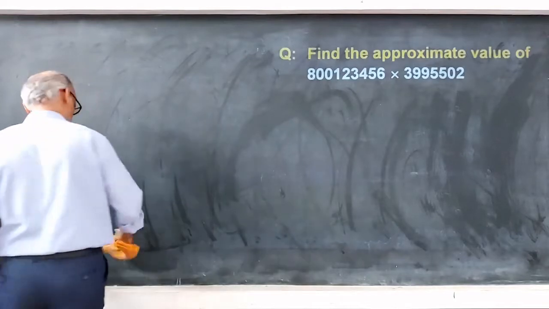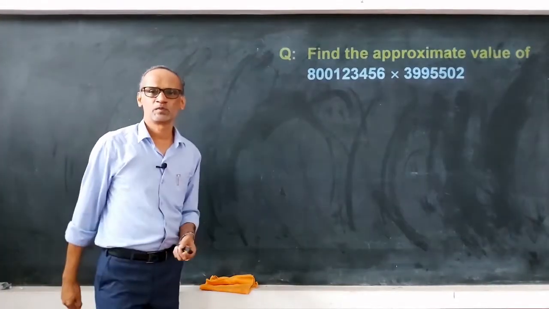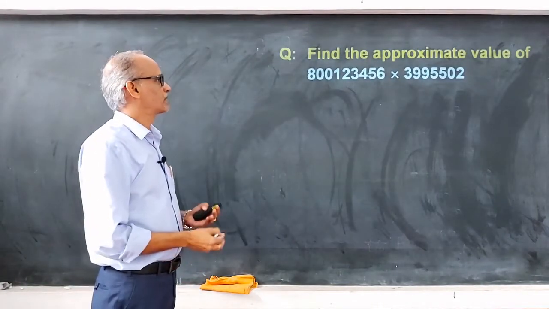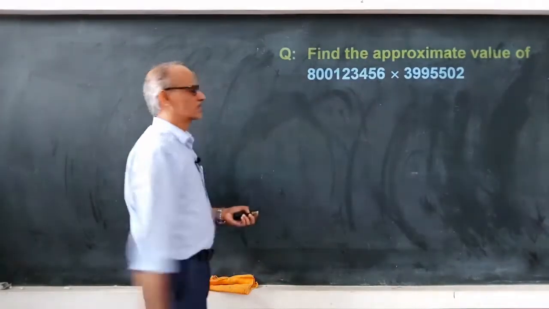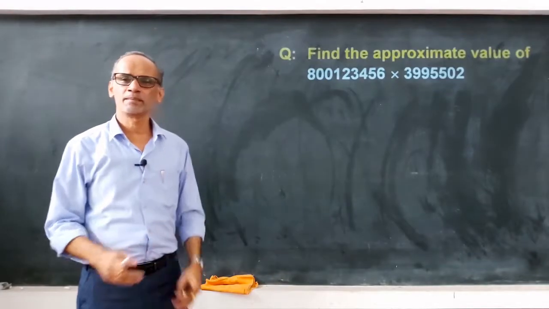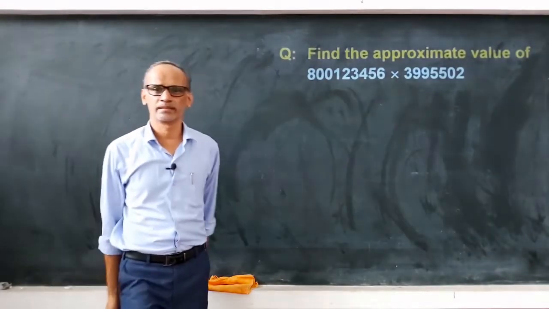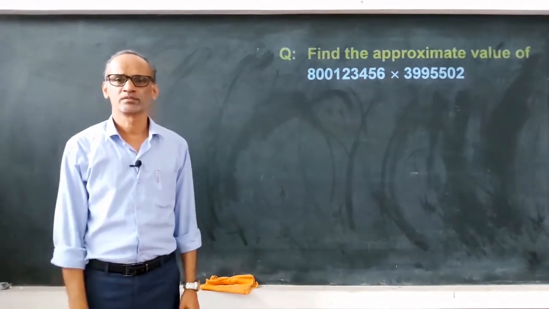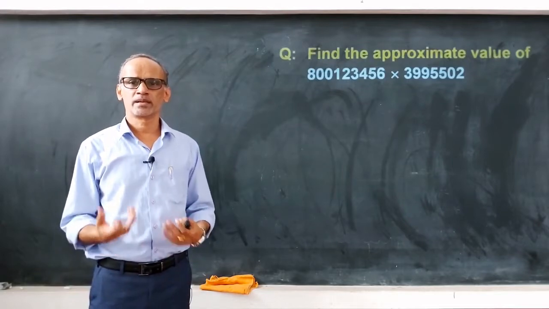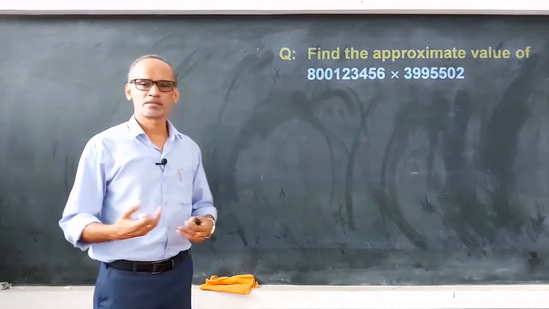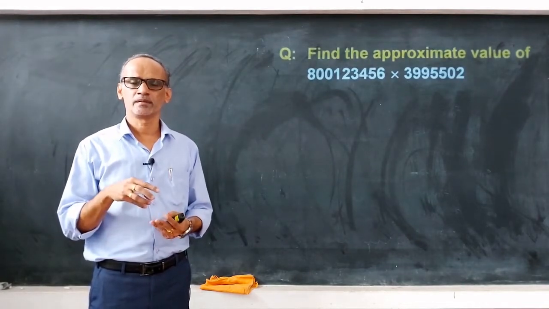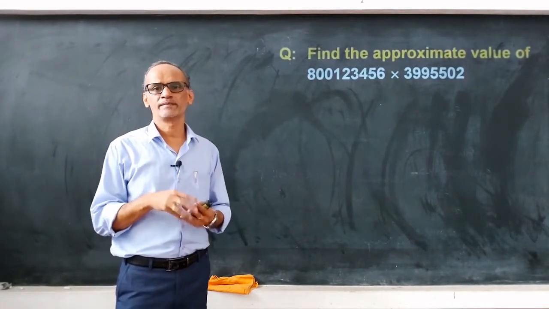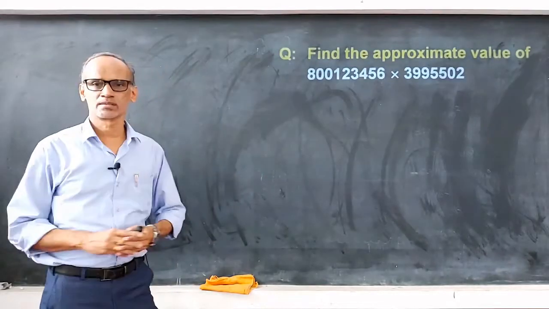Fine. So here I have a question. What is the question? Find the approximate value of a big number that is given. I have asked approximate. When I say approximate, I am not going to use the calculator. That is the purpose of giving the calculation. If it is a calculator, then it's not approximate. We get the exact value. So how, without the calculator, approximately, how we can find the answer? So that is what this question is all about.